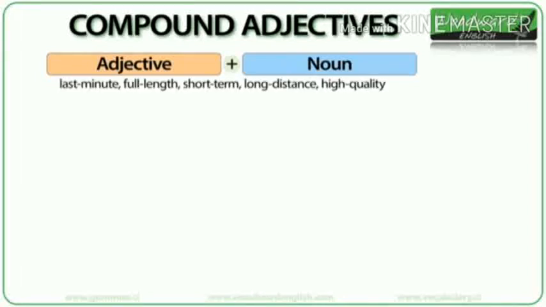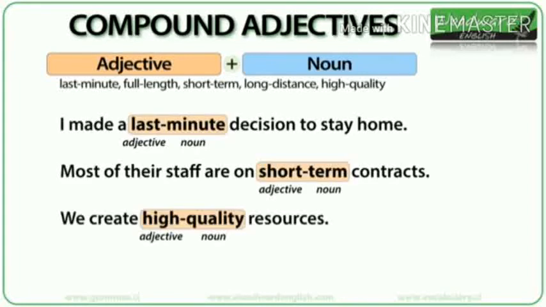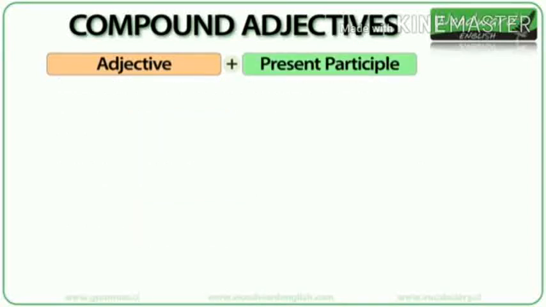Now, the third type of making compound adjectives is using adjective plus noun. For example, last-minute, full-length, short-term, long-distance, high-quality. I made a last-minute decision to stay at home. Now, last-minute is a compound adjective. Last is an adjective, minute is a noun. Most of their staff are on short-term contracts. Short is an adjective, term is a noun.